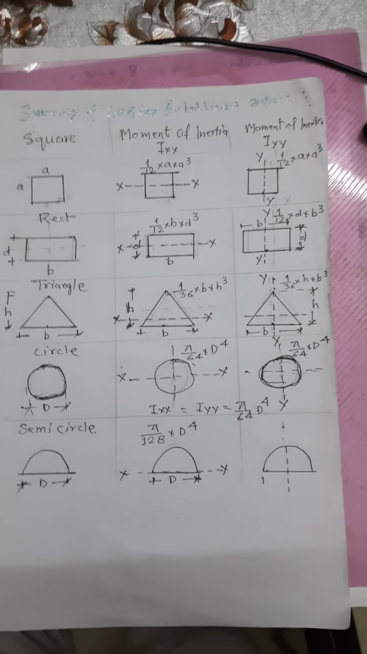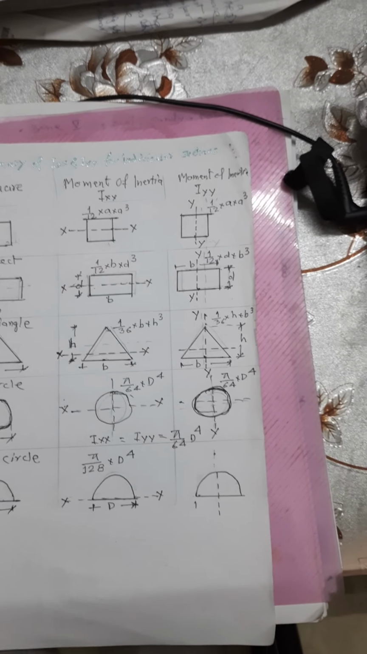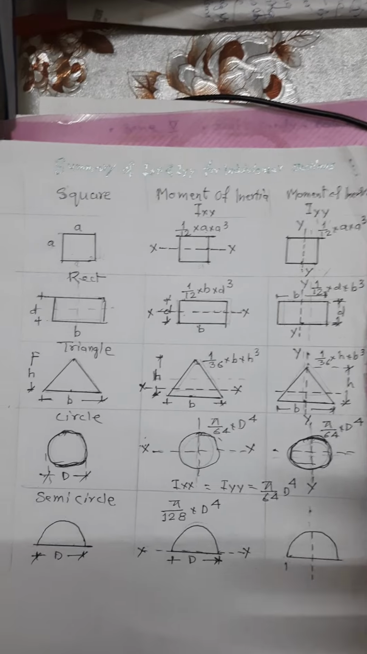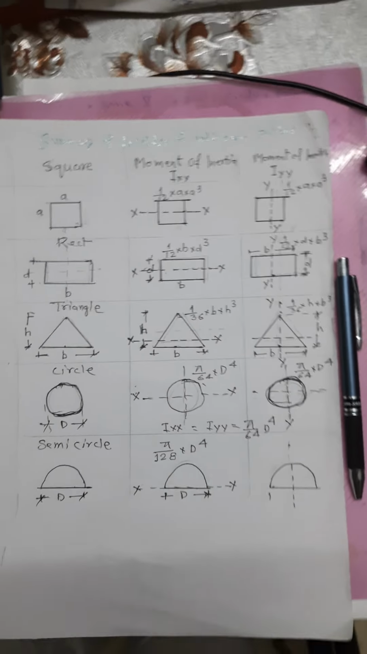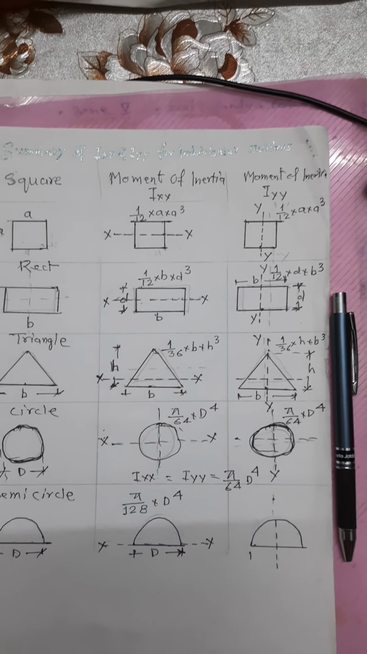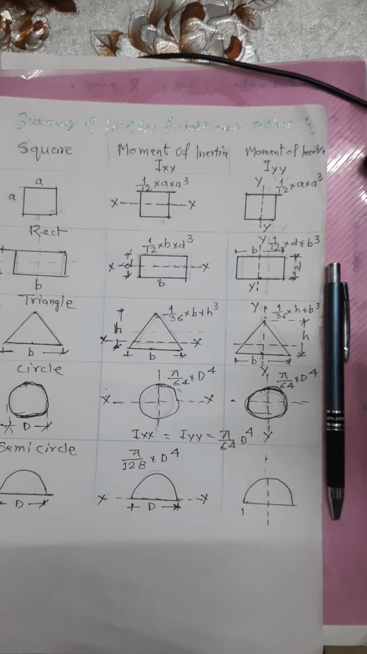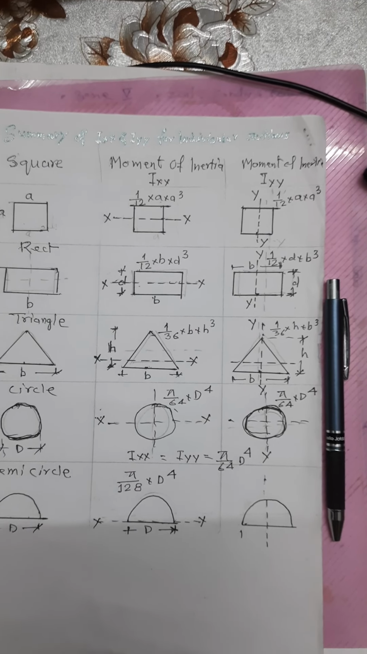That's all. These are all the individual figures, for which the moment of inertia along the x-axis and y-axis is given. On the basis of this, how do we calculate the moment of inertia of a composite section? That we will discuss in our next part.